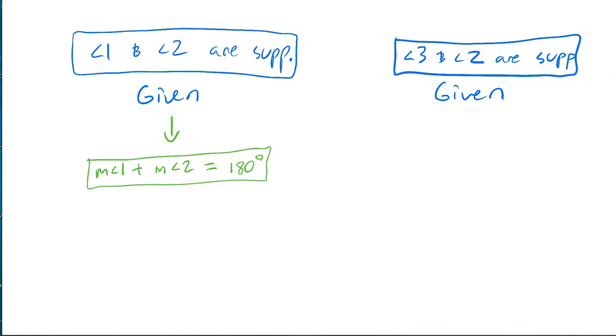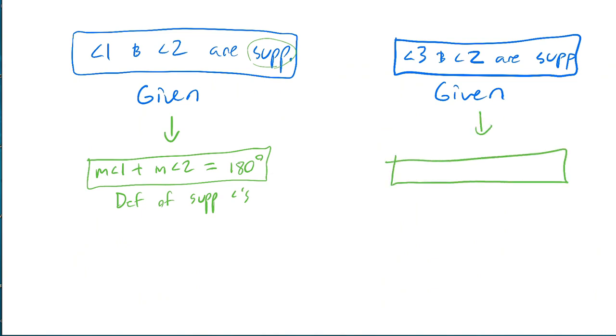Okay, and what let us do that? Well, we started with a vocabulary word. So the way we get from vocab to math is always the definition of that word. So definition of supplementary angles. Okay, and then we're going to do the same thing over here. So I'll say measure of angle 3 plus measure of angle 2 equals 180 degrees. Again, that's the definition of the word that we were given, so supplementary angles.